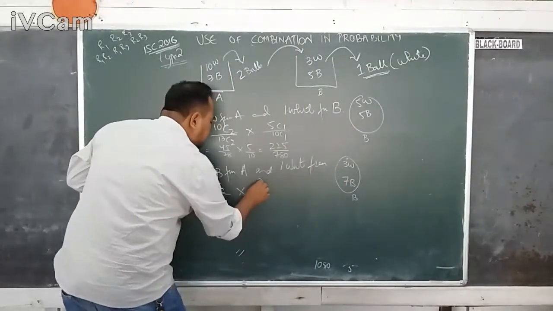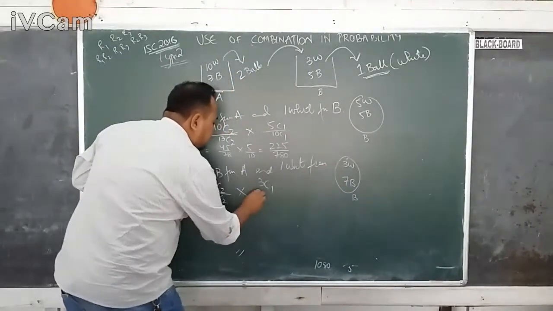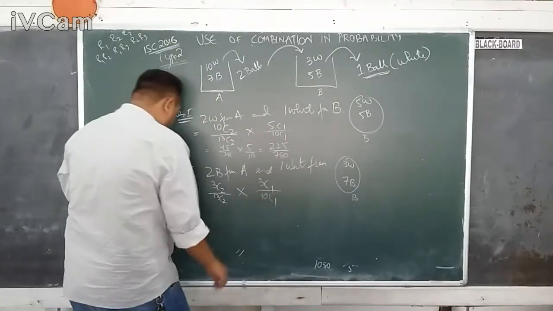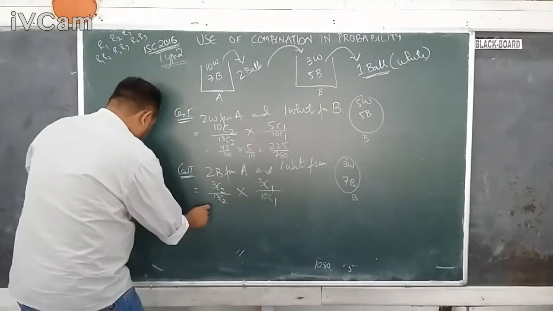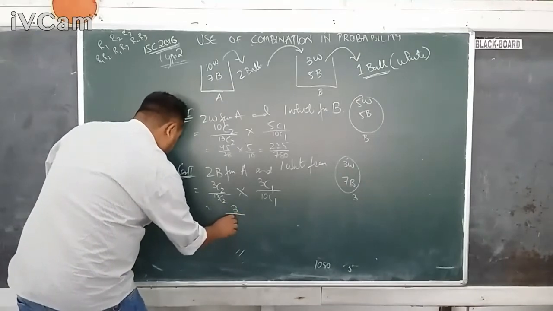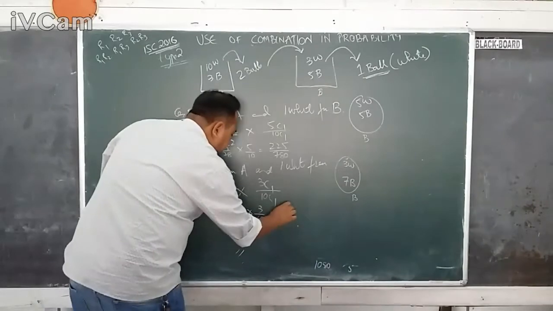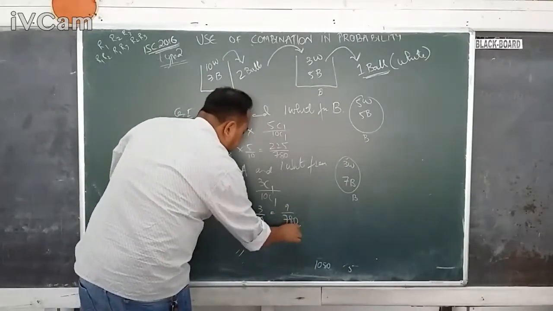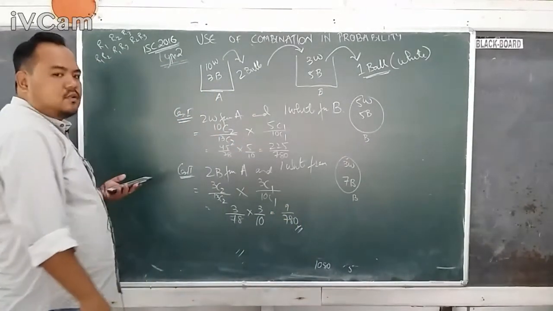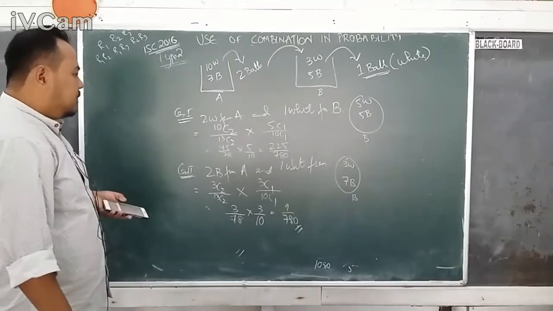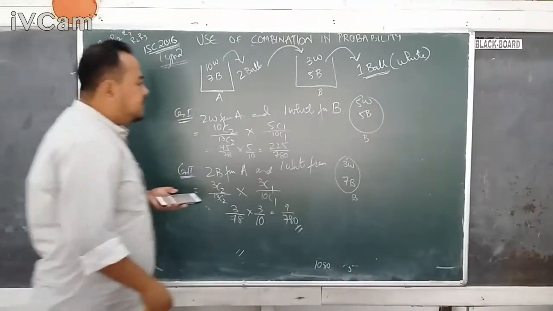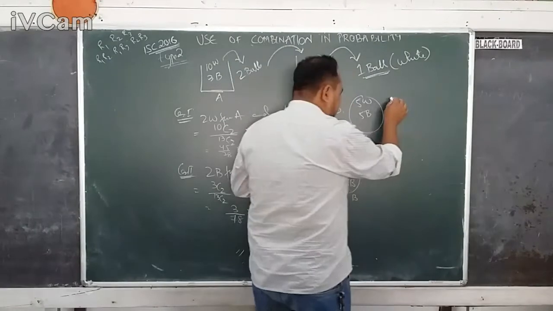So 1 white is how many? There are 3 whites, so 3C1 divided by total is 10C1. So what are you going to get? This is going to be 3 divided by 78 into 3 divided by 10, that is 9 by 780. So I hope you are understanding why I am telling you not to cancel, because the LCM becomes the same. Is that clear?